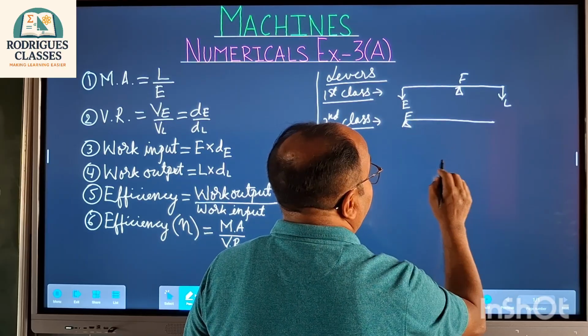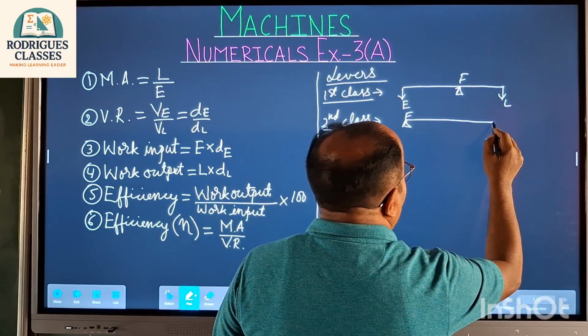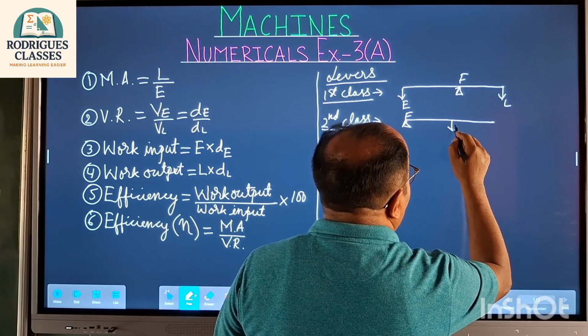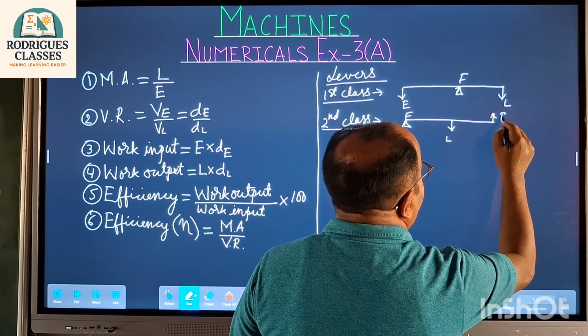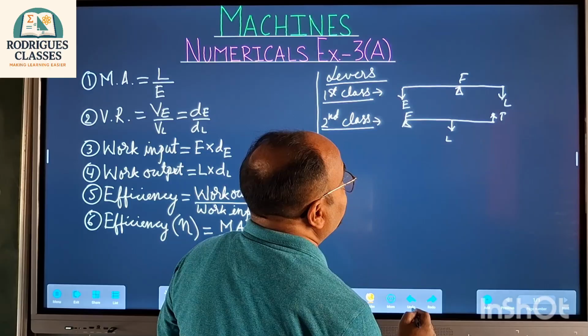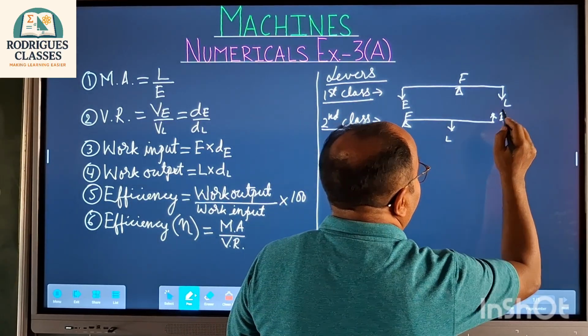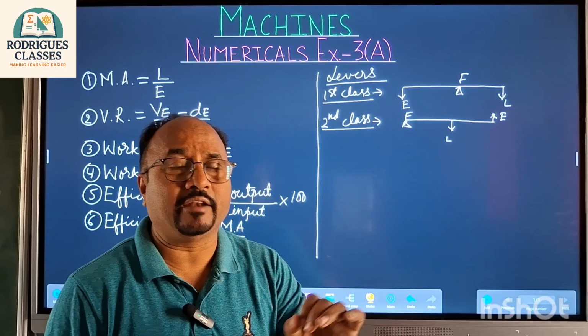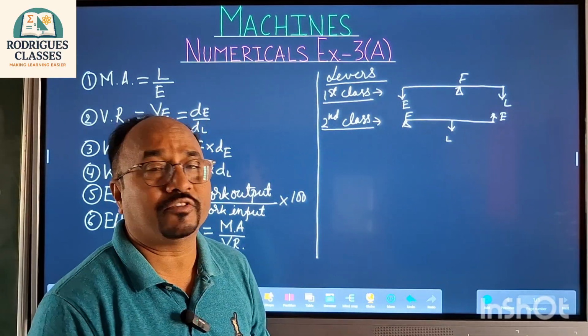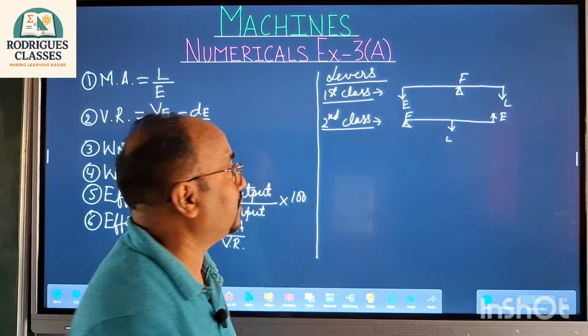we have the fulcrum here. Then we will be having the load here, and the effort has to be applied in the upward direction for the load to be lifted up. So when the load comes anywhere in between the fulcrum and the effort, we call it the second class lever.